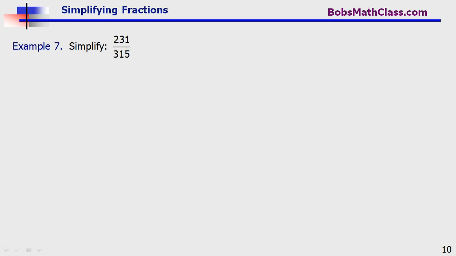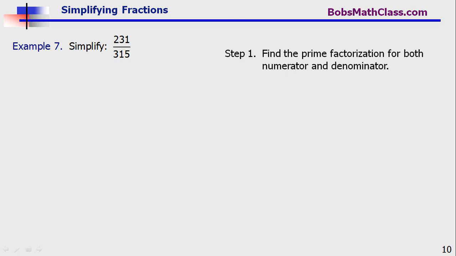Okay, one more problem. Oh, this is a good one. 231 over 315. Okay, let's get started. Again, you might want to pause, find the prime factorization of each number. Don't forget to use your divisibility rules. Okay, 231. Let's see, 2 doesn't go into it, but 3 does, because 2 plus 3 plus 1 is 6. So start with 3, and then you get 3 times 77, and then 77 is 7 times 11.